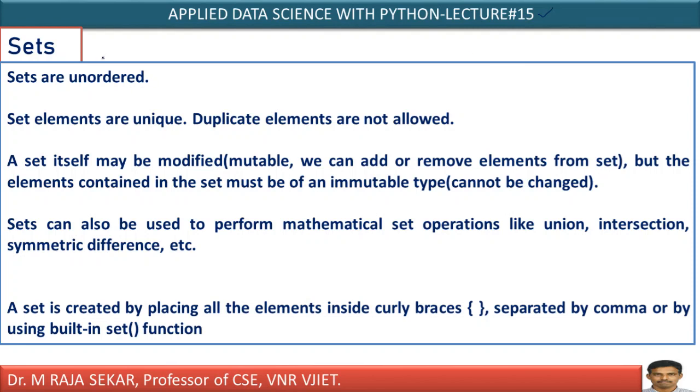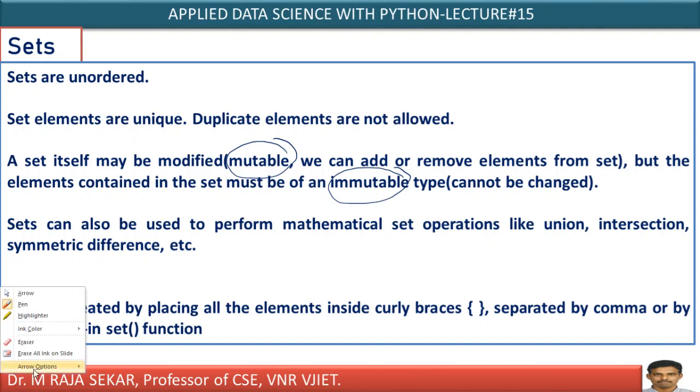In this lecture, we will try to understand sets. Sets are unordered. Set elements are unique. Duplicate elements are not allowed in sets. A set itself is mutable, whereas set elements are immutable. Mutable means you can add elements or remove elements on the set, meaning they are modifiable. You can modify the sets, whereas set elements cannot be modified, meaning set elements are immutable.